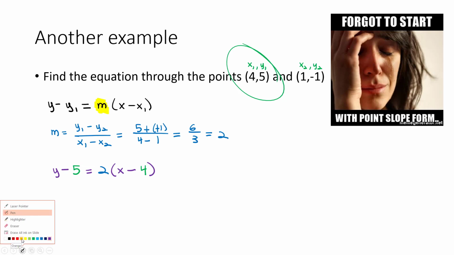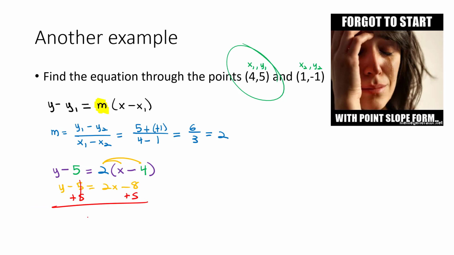The only possible problem is it's not in the pretty slope-intercept form. Sometimes we can leave it like this, which is nice, but it's not too much work to distribute. y minus 5 equals 2x minus 8. And then add the 5 to both sides so that we get in that pretty slope-intercept form. y equals 2x minus 3, or f of x equals 2x minus 3.